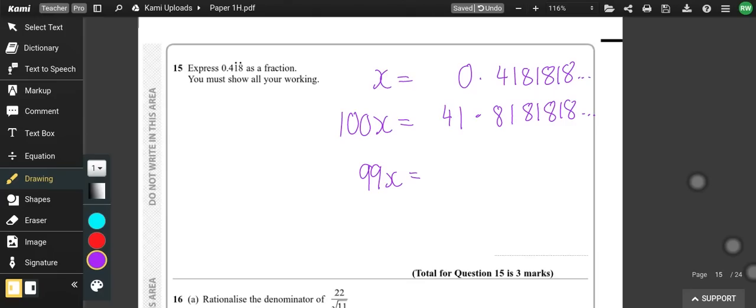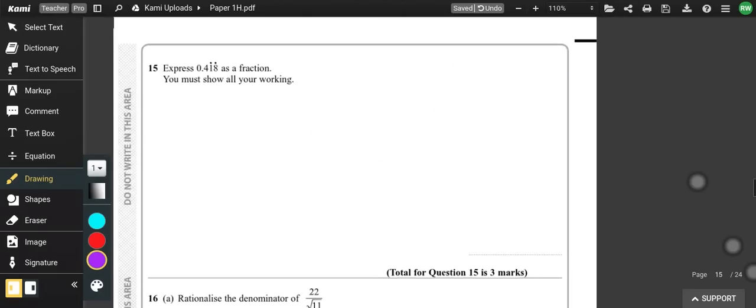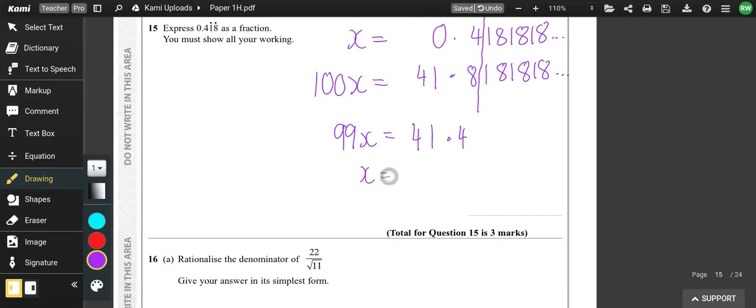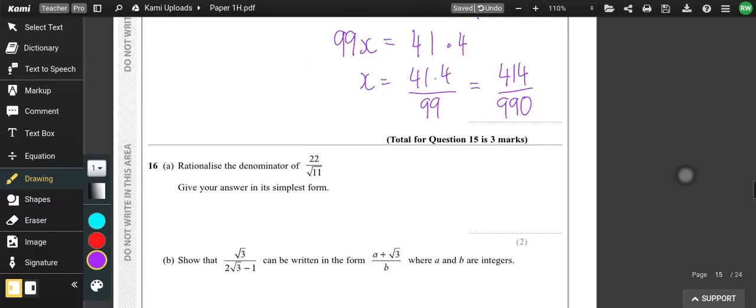So working from the right side, you'll see that 8 take away 8, 1 take away 1, 8, all of those will disappear. All of those will disappear, and we're left with 8 take away 4, 1 take away 0, and 4 take away 0. So x is equal to 41.4 over 99, but we're not allowed to have decimals in a fraction, so we'll make that 414 over 990. You can cancel that down if you want, but that will probably be allowed.